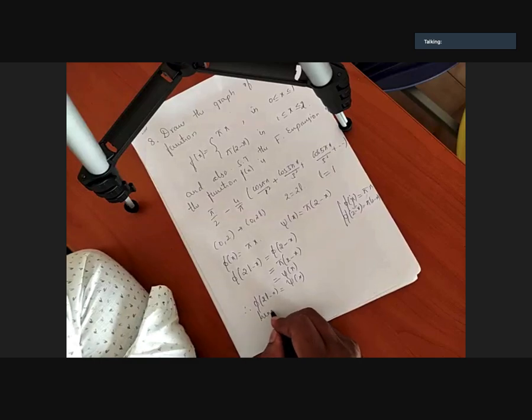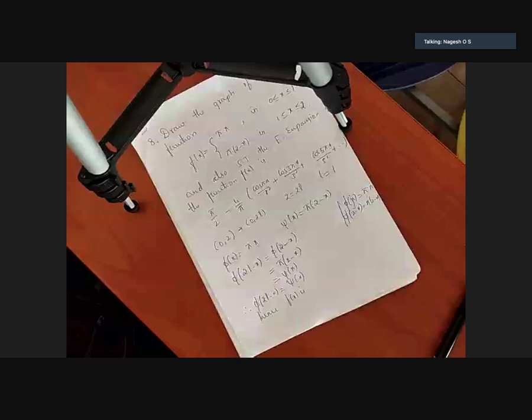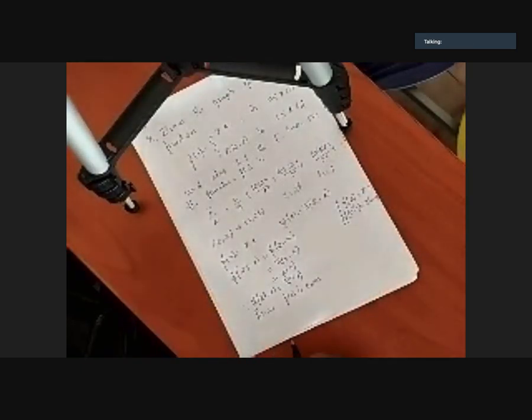Hence, f of x is even or odd? Tell me whether it is even or odd. F of x is even. F of x is even.